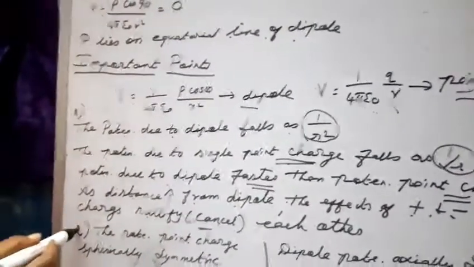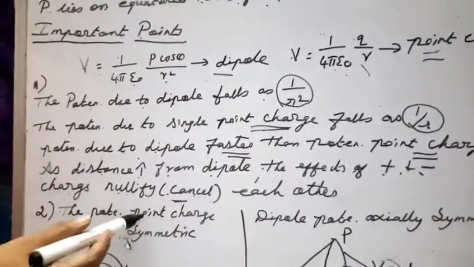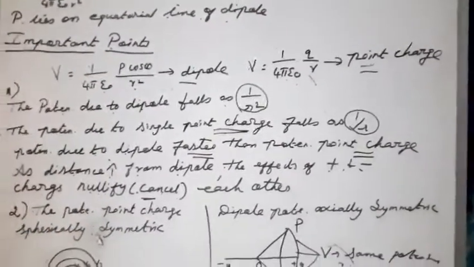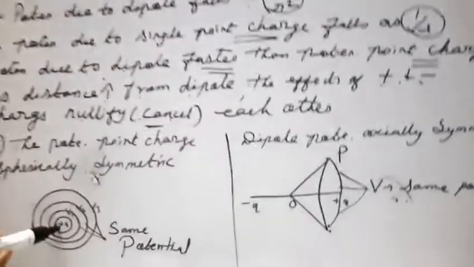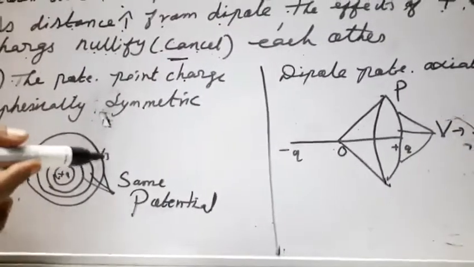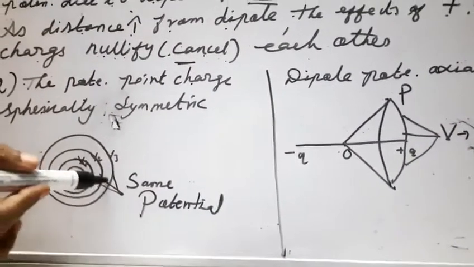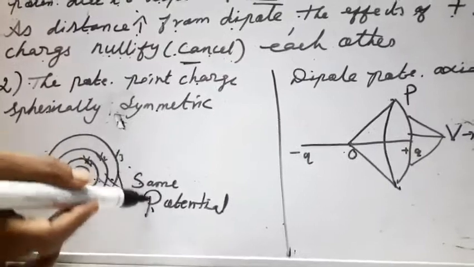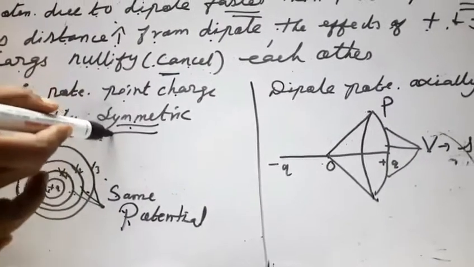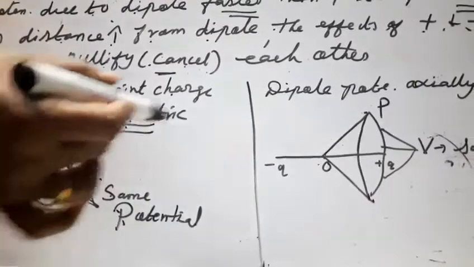And next, second point, the potential due to the point charge is spherically symmetric. Suppose you take a point charge plus Q, and on the outer side the spheres are there, each with potential V1, V2, V3. At any point on a sphere we can take the potential is the same. So that is why it is known as the potential due to a point charge is spherically symmetric.